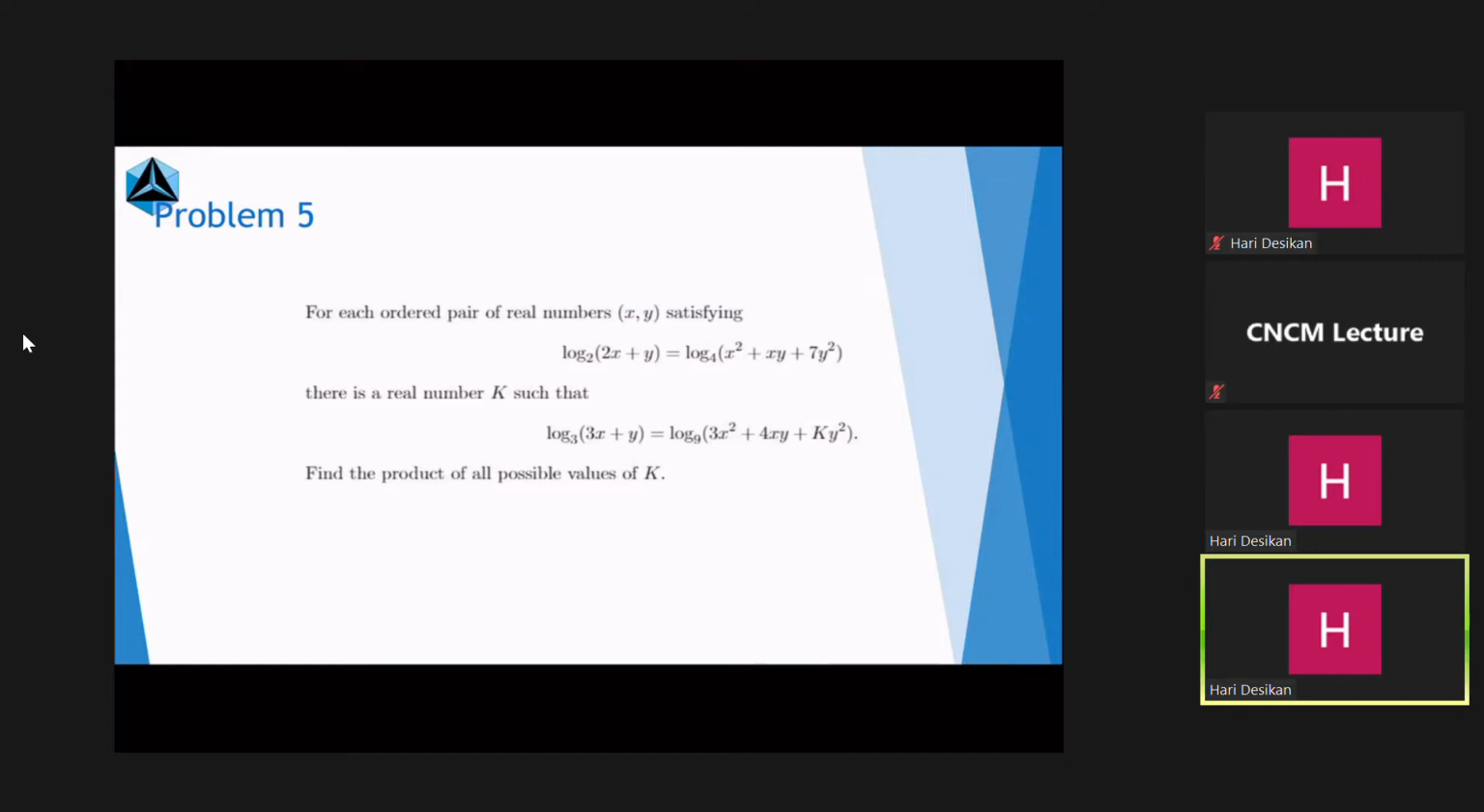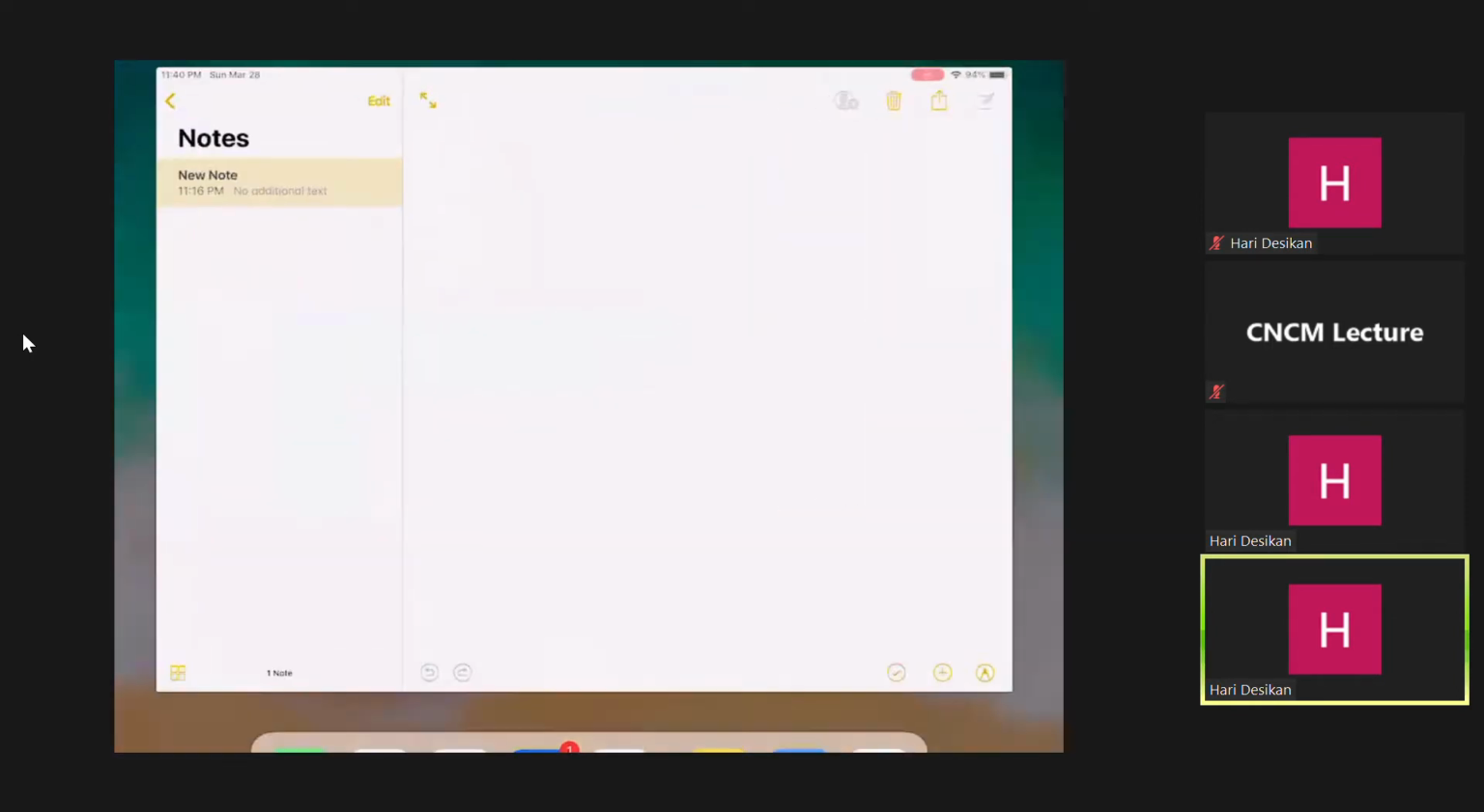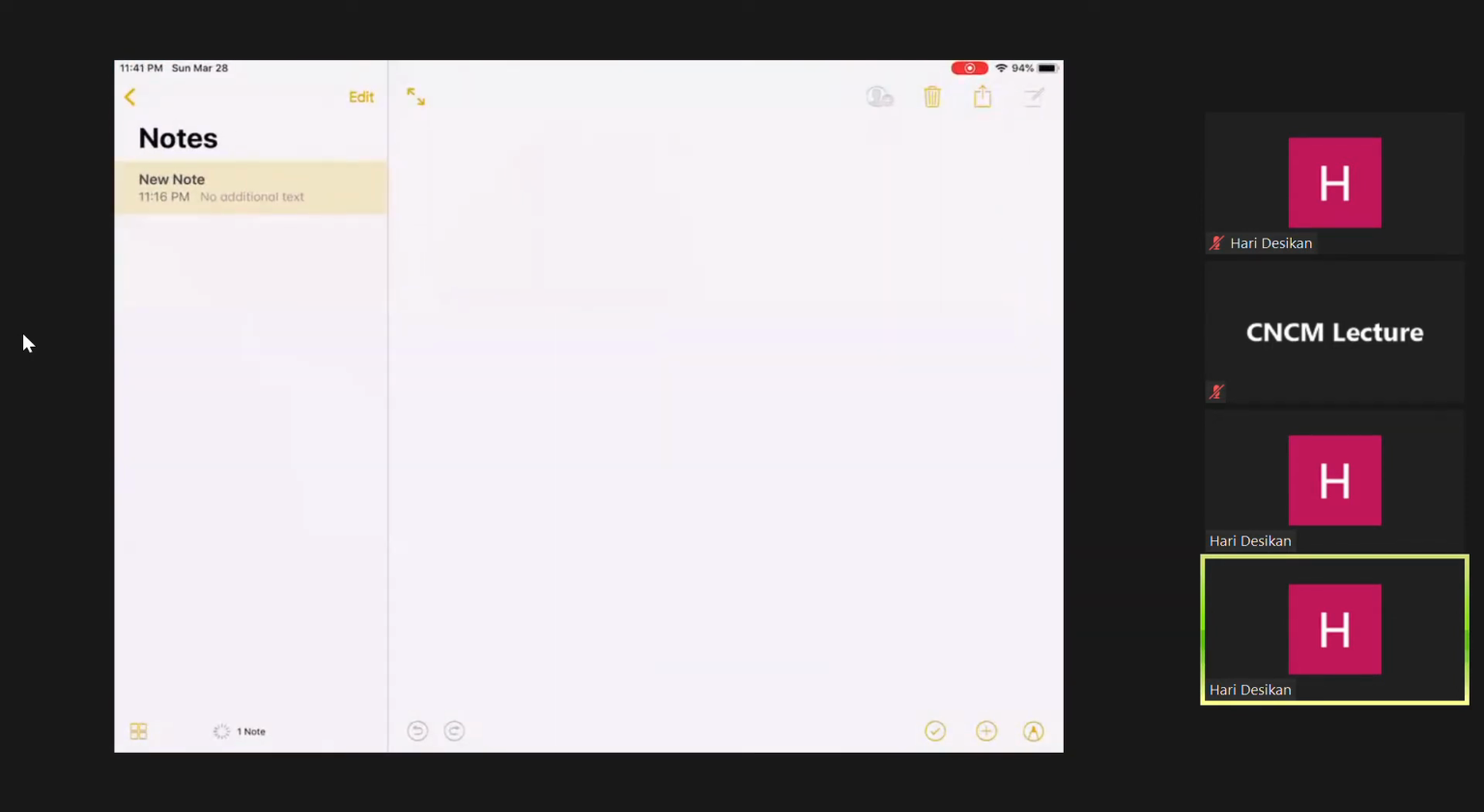So here we have this constraint at the top, constraining the values of x and y, and it's asking for possible values of k. So I'm going to go to my notes here, and we're going to start solving the problem. So first we have that log 2x plus y equals log 4x squared plus xy plus 7y squared.